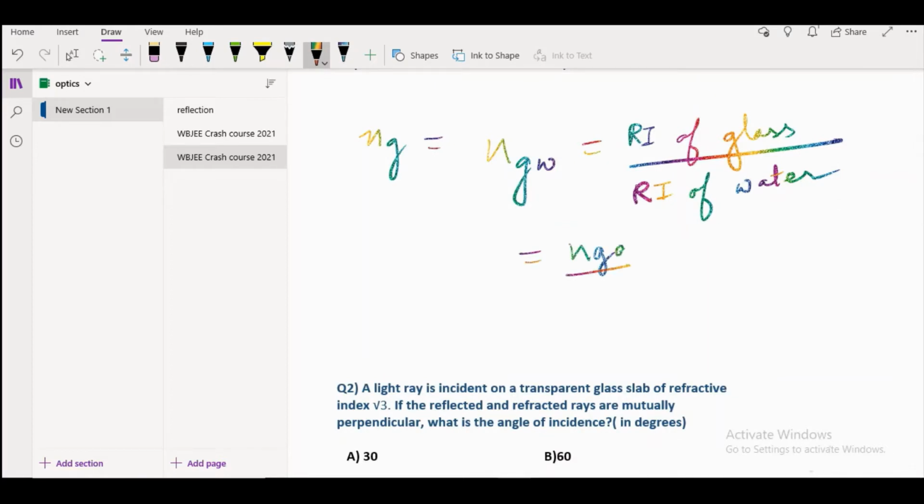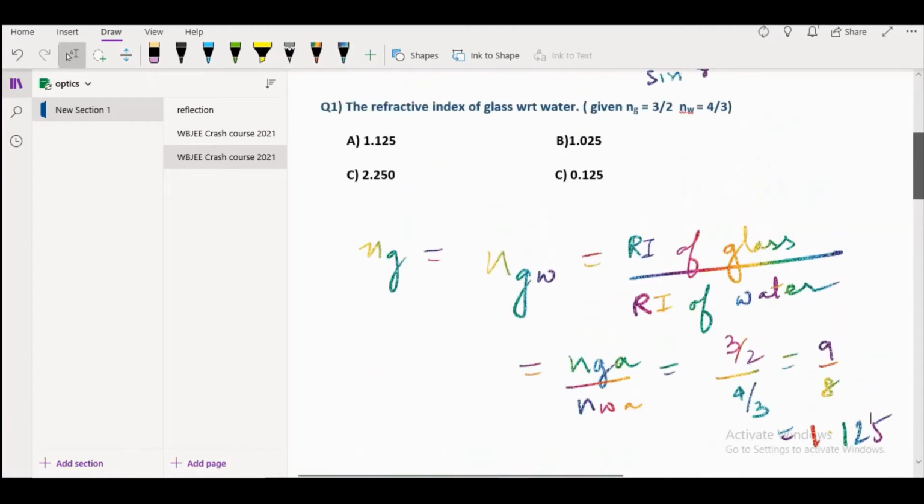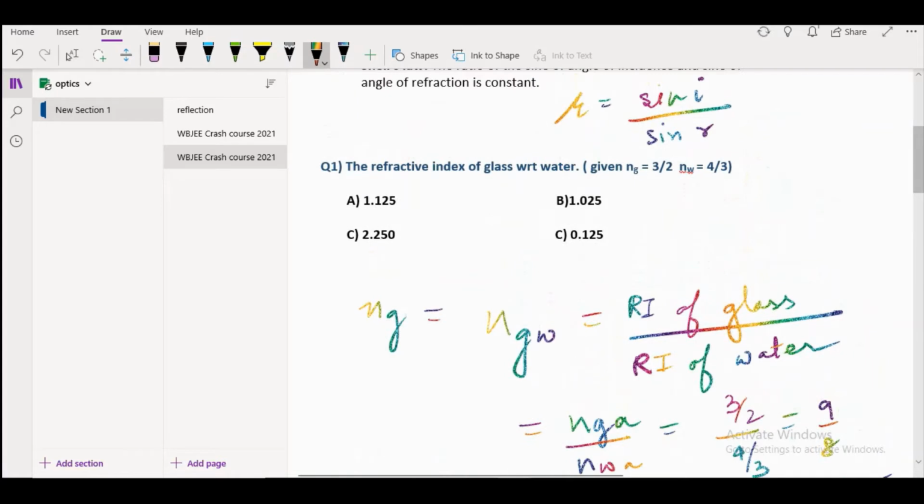n glass with respect to air and n water with respect to air. So what is it? 3 by 2 divided by 4 by 3 as given in the question, which comes out as 9 by 8. Just write it in the decimal form. It's 1.125. Let's see if we have that option. Yes, we have that option. So option A is correct.